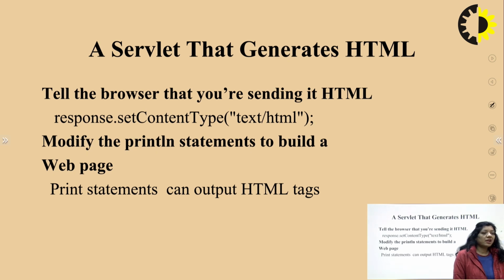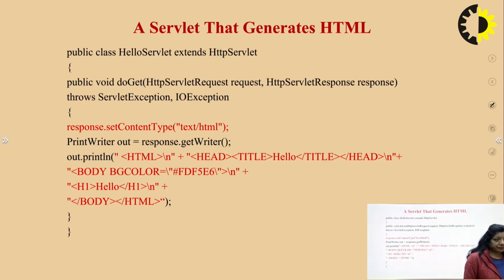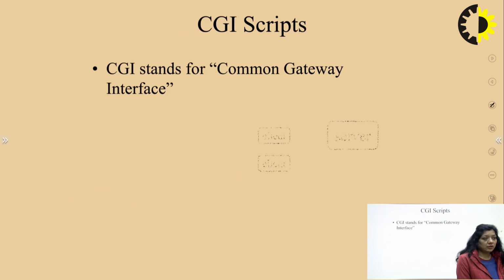A servlet that generates HTML. We can tell the browser that we are sending HTML through response.setContentType, and we can also modify the print statement to build a web page. The print statement can output HTML tags. This is the syntax. This is the program through which we can create a servlet and generate HTML.